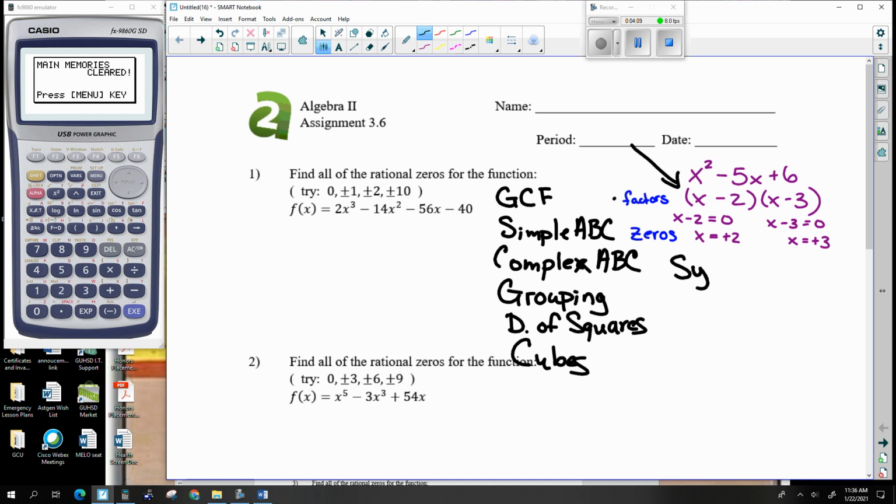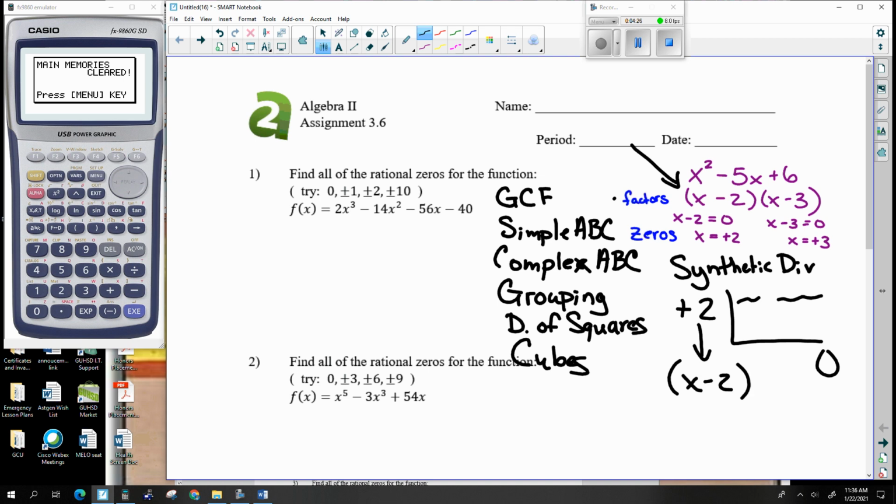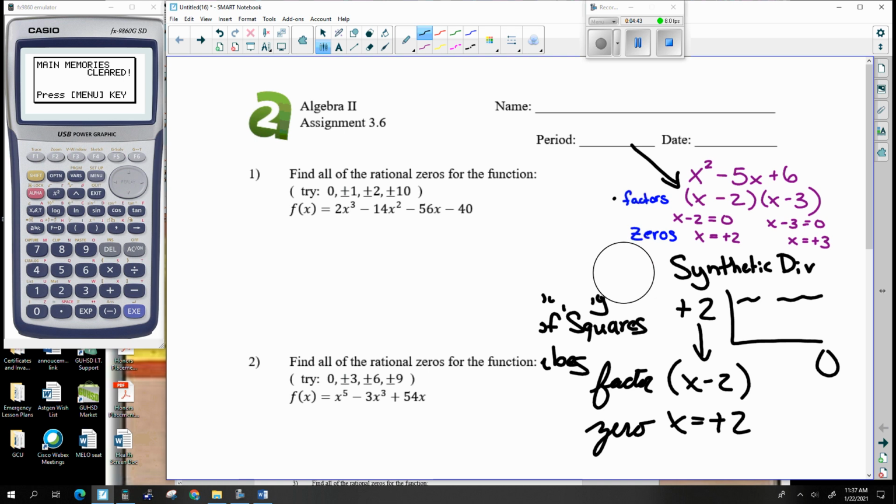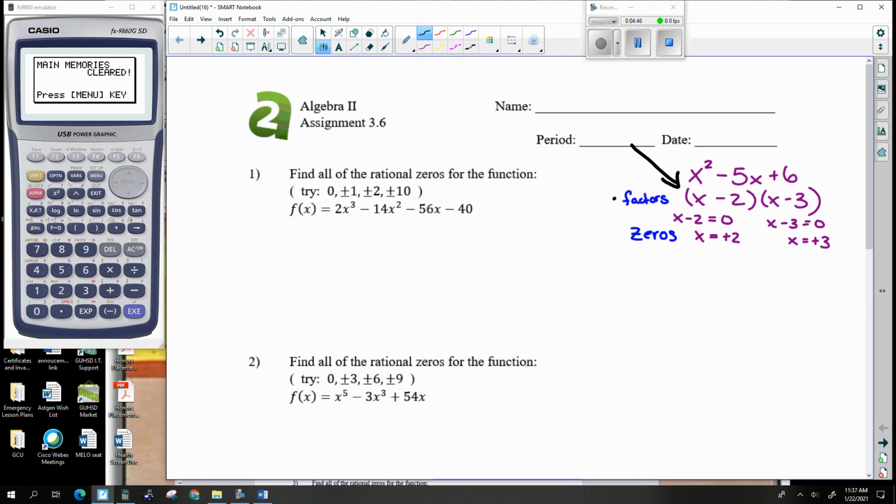Synthetic division will get you what you need. If I'm able to synthetically divide by +2 and the remainder comes out to be 0, that implies x minus 2 is a factor, and x equals 2 is a zero. So you'll see what I mean as we go along, and I'll try my darndest to hint you in on my thought process about what's going on here.